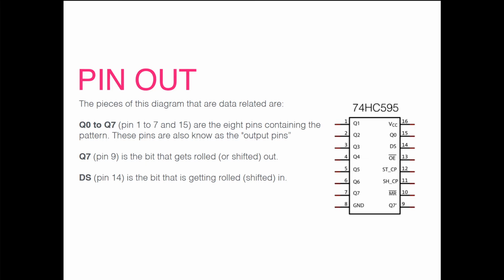If you look at the pin out here, Q0 through Q7 and pin 15 are your output pins. These are the ones you're going to hook your LEDs up to. Q7 or pin 9 is the bit that gets rolled or shifted out, and pin 14 is the bit that gets rolled in.